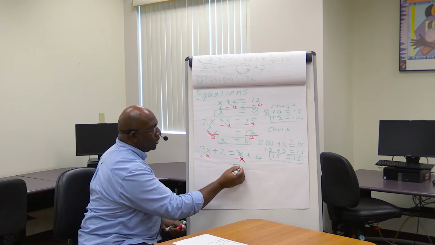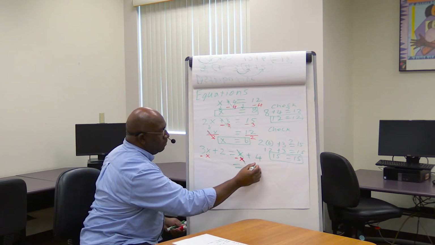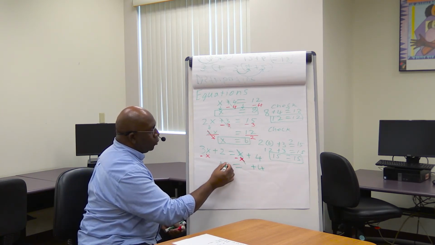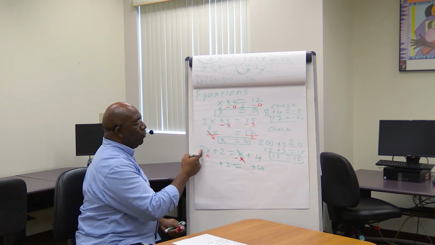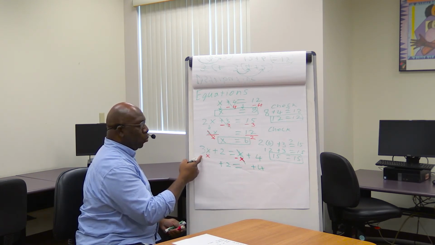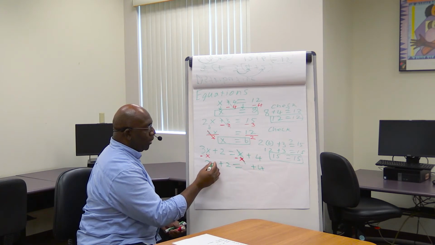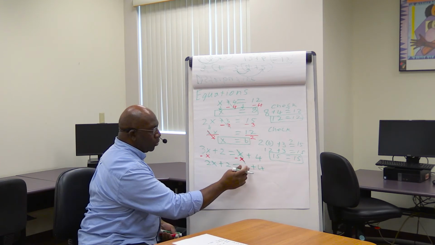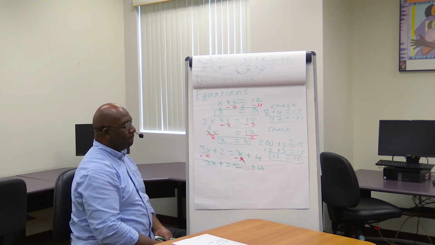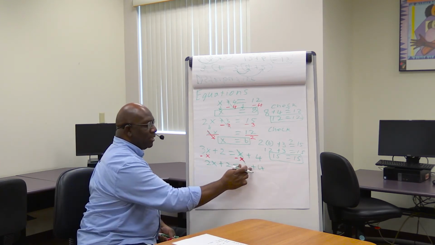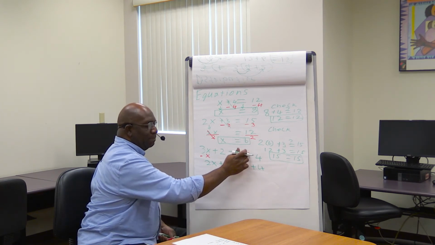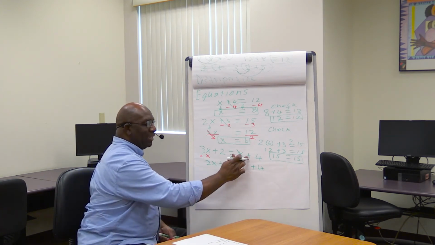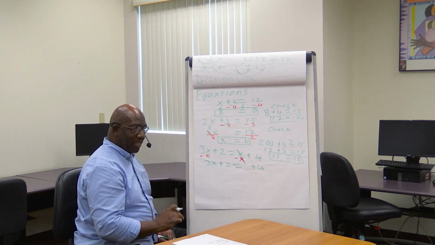Bring down my equal sign. Bring down my plus 4. I'm going to bring down my plus 2. 3x's minus 1x leaves me with 2x's. So I'm now left with 2x plus 2 equals positive 4. This positive sign, I brought it down just because if that happened to be a negative 4, I would have to bring it down as a negative 4.